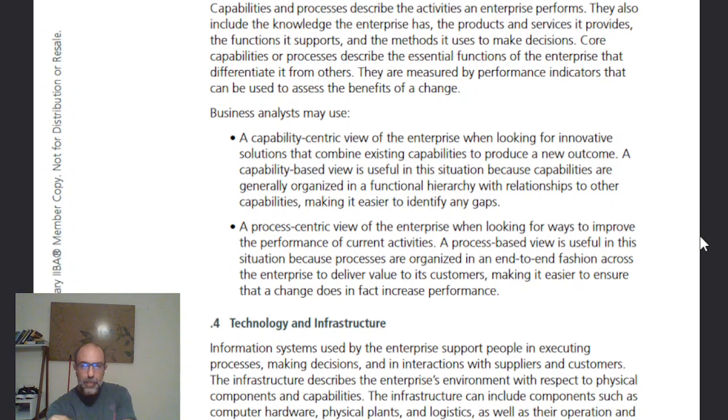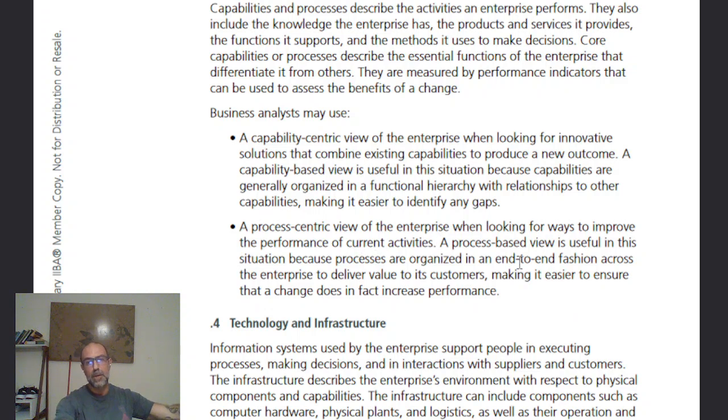So to identify any gaps, these are the gaps that people will end up filling in order for the solution to make sense and for change to happen so that the need is accomplished. It's no longer eligible to be considered a need because we did it. And then we can look at something else. A process-centric view, that's why they mentioned gaps.